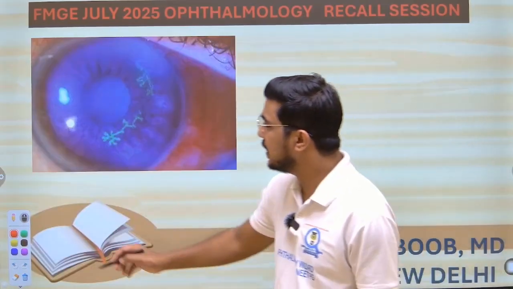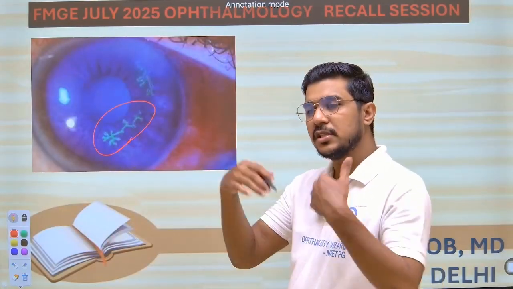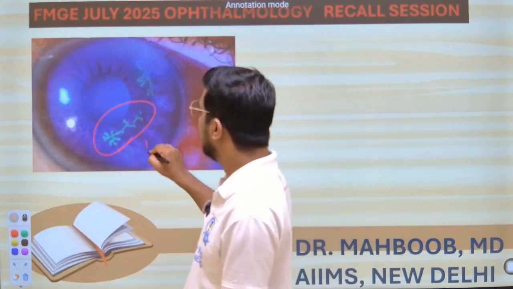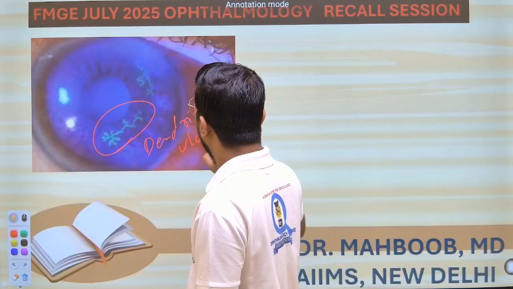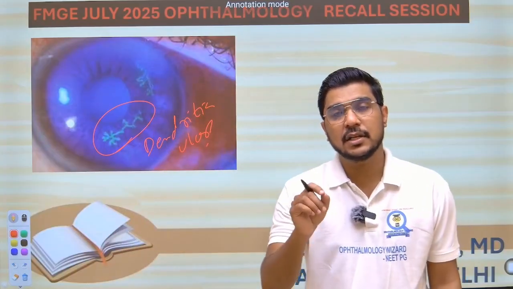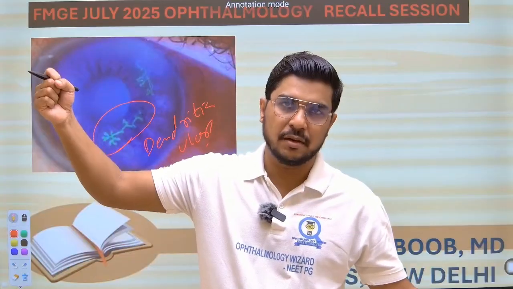this. So you can see there is a linear branching here. There is a linear branching here which can ulcerate. So the answer will be the dendritic ulcer. Of course, in the fungal ulcer also there is a branching, but the branching is not so linear.